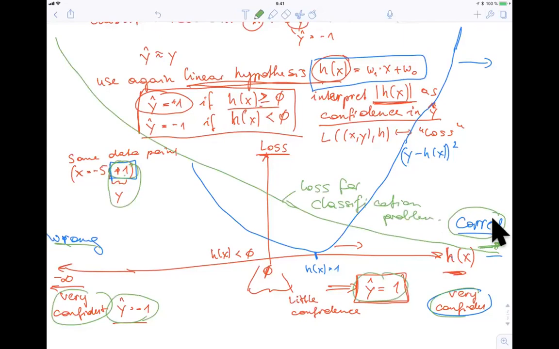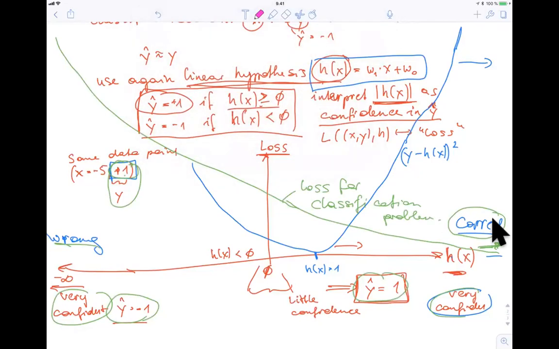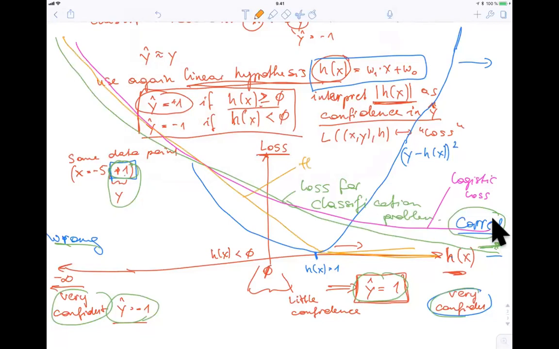Okay. And then there are several examples for this. I discuss in the course book in chapter 3 the logistic loss, which almost looks like this. So the logistic loss is such a function. Then another option is the hinge loss. The hinge loss looks like this. Also very large here, but then it goes to zero and stays at zero. So this is the hinge loss.